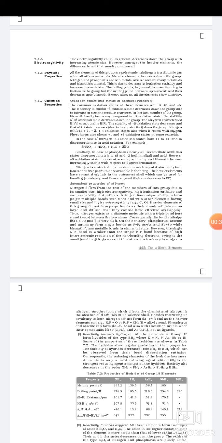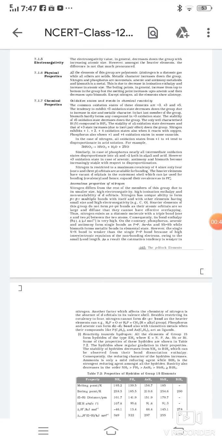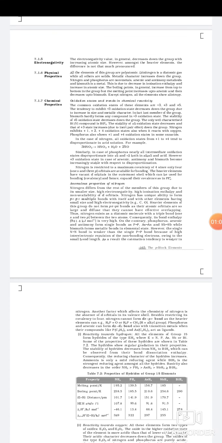The stability of the +5 oxidation state decreases down the group. The only well characterized bismuth(V) compound is BiF5. The stability of the +5 oxidation state decreases and that of the +3 oxidation state increases down the group due to the inert pair effect. Besides the +5 oxidation state, nitrogen exhibits +1, +2 and +4 oxidation states.